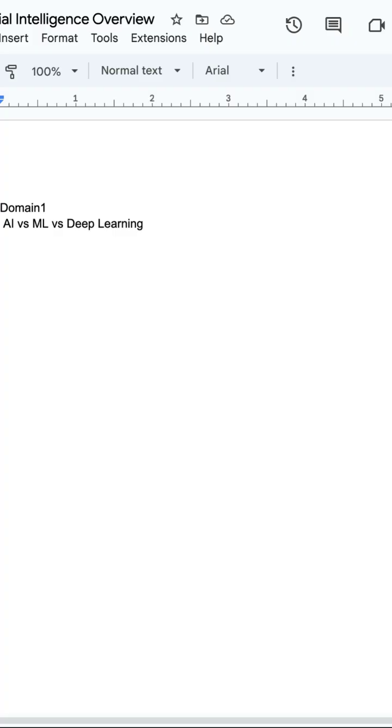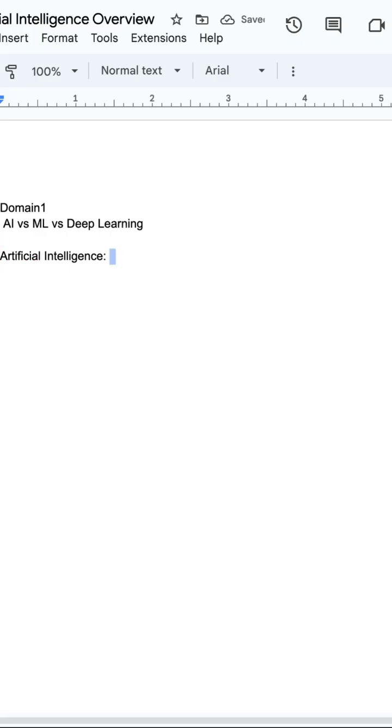So let's start at the top. Artificial intelligence is the broader term. The key to remembering the difference is that all machine learning and all deep learning is artificial intelligence. AI is any system that can perform tasks that normally require human intelligence. Artificial intelligence can make decisions, understand language, recognize patterns, play games, and control a robot.